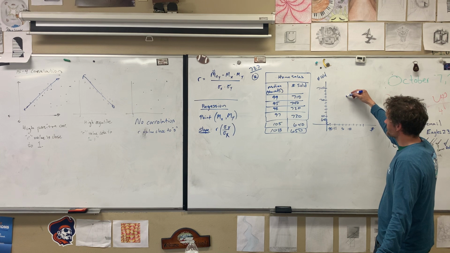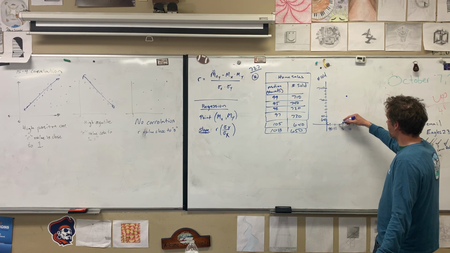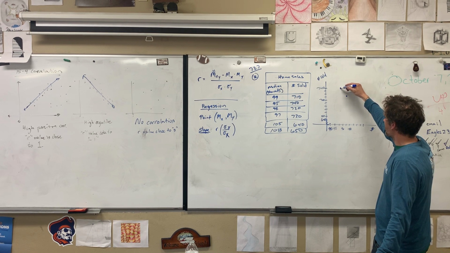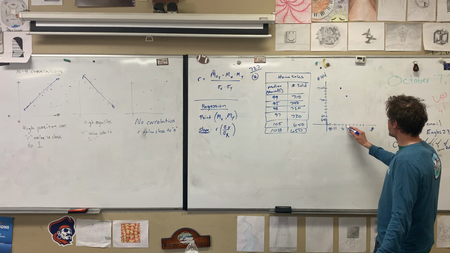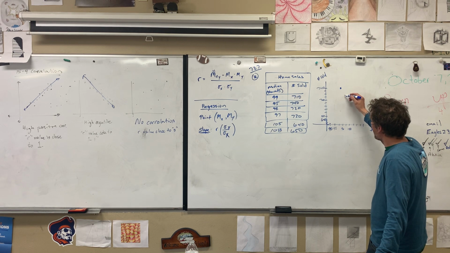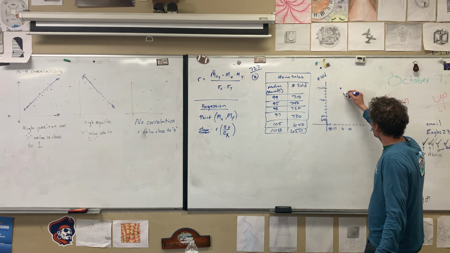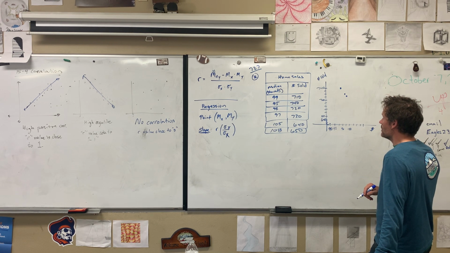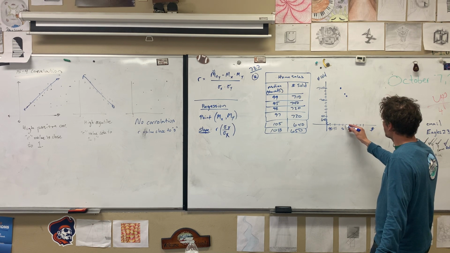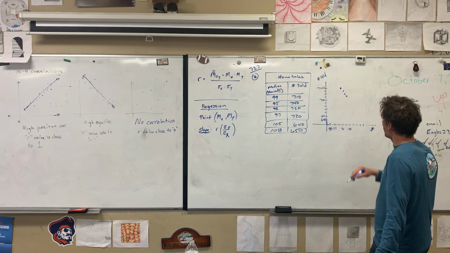Up 710, then over 95, so that's 94, so over 95, up 740, over 98, so up 720, a little bit closer like that maybe, and 97 is 730, 96. 97 is 730. So somewhere like there.